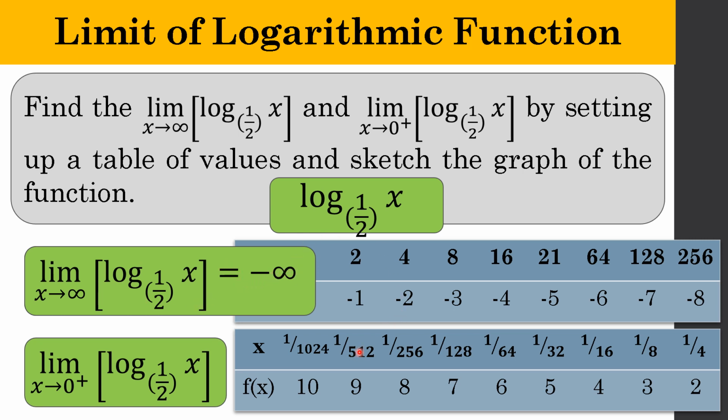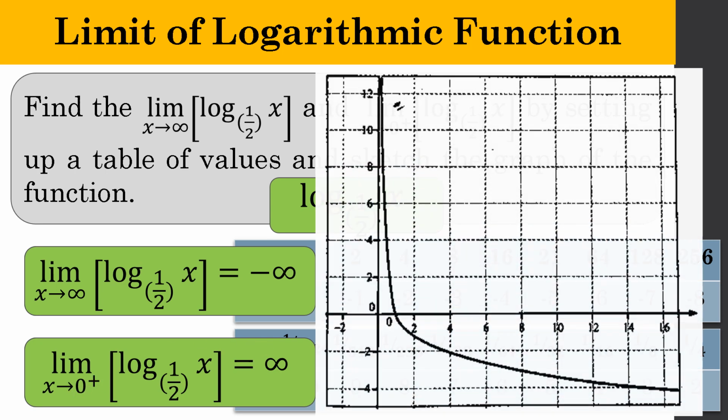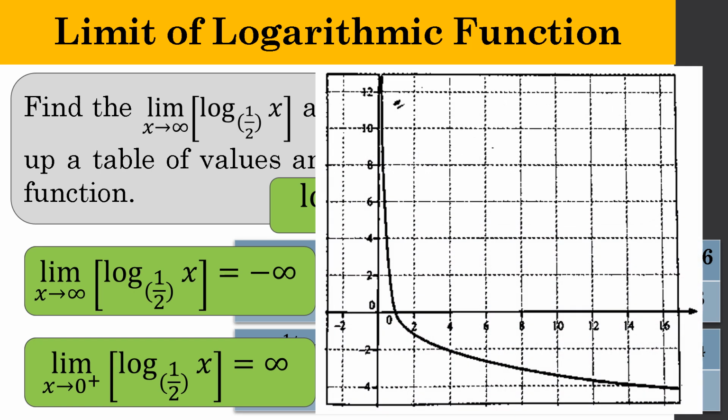Yung next table naman natin, as x approaches 0 naman, anong nangyayari sa f of x natin? So, the values become positive infinity: 2, 3, 4, 5, 6, 7, 8, 9, 10, and so on and so forth. Thus, the limit of your function as x approaches 0 from the right is equal to positive infinity. And this is the graph of your log of x to the base 1/2.